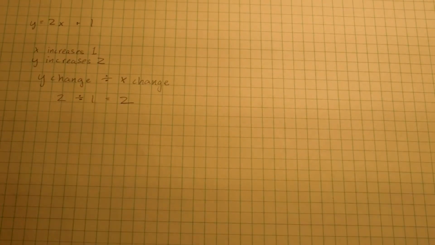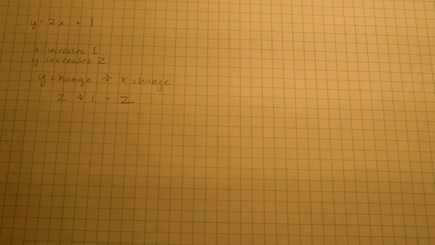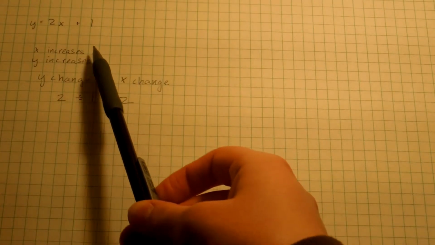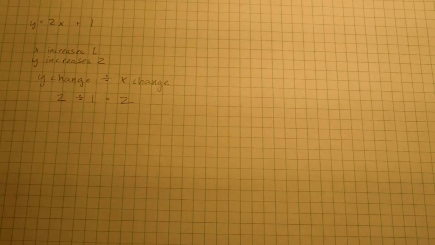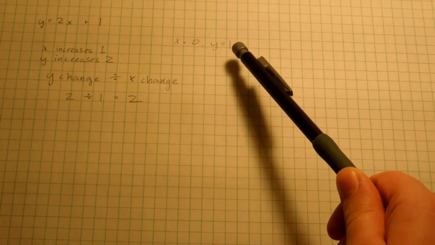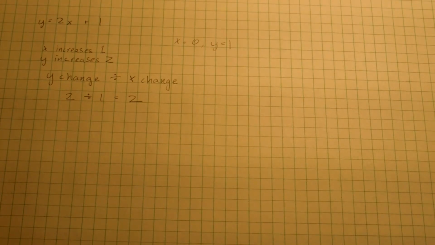Since 2 is the slope, that means when x increases by 1, y increases by 2. So, if x goes from 1 to 2, y goes from 2 to 4. The y-intercept represents the y number when x equals 0. Since 1 is the y-intercept, that means when x equals 0, y equals 1. Let's graph this.